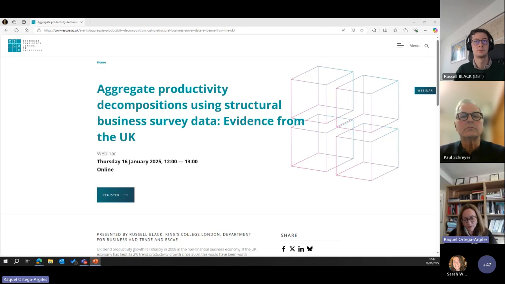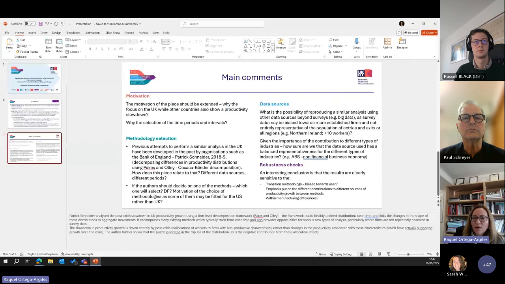I also really like that the authors compare different methodologies, and I would just like to see which one they finally select. What is the motivation for the choice of the different methodologies? Also, some of the authors that put together those methodologies seem to fit more for the US rather than for the UK. So what is the possibility of reproducing this analysis with maybe other data sources?